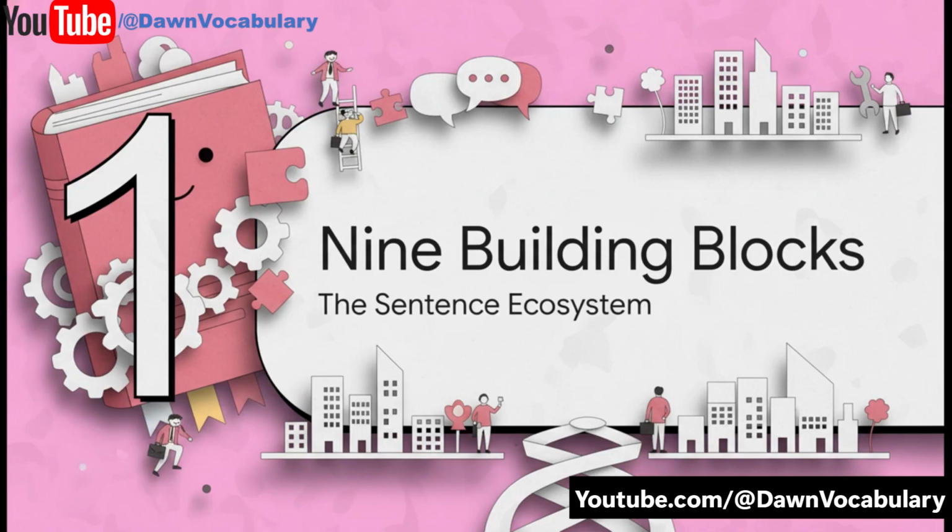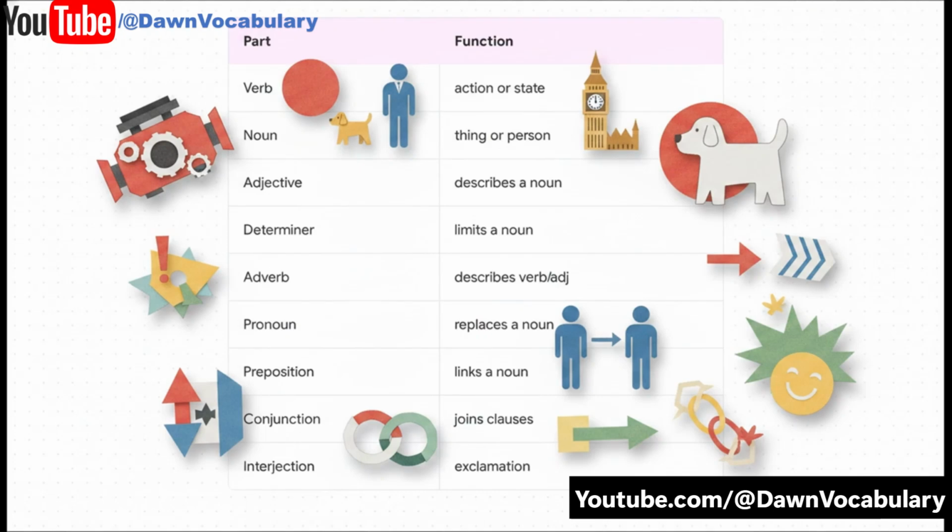All right, Section 1, the 9 building blocks, the sentence ecosystem. Now, what's really interesting here is if you imagine the English language as a massive job market. Every single part has a highly specific function. Verbs, they're your engines. They provide the action or state of being, like work or sing. Nouns are the VIPs, the people, places, and things, like dog or London. Adjectives describe those nouns, telling us if the dog is big or red. Adverbs do that exact same describing job, but for verbs and adjectives, telling us if you're eating quickly or silently.